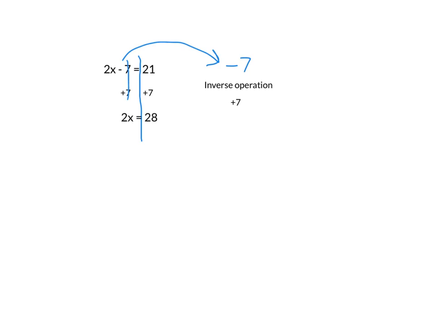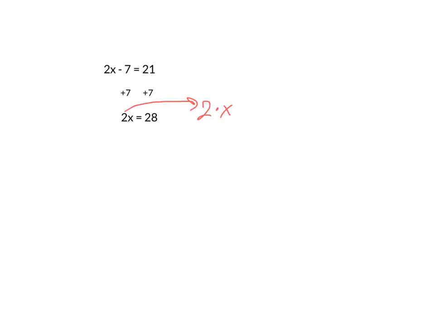2x, and then 21 plus 7 is 28. Then 2x would be 2 times x, and the inverse of times is divide, so we would divide by 2 on both sides of the equation, and we would get x because 2 divided by 2 is 1, and 28 divided by 2 is 14. So our answer is x equals 14.